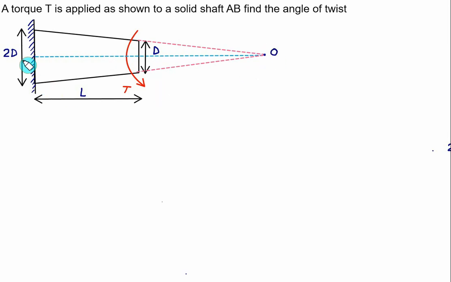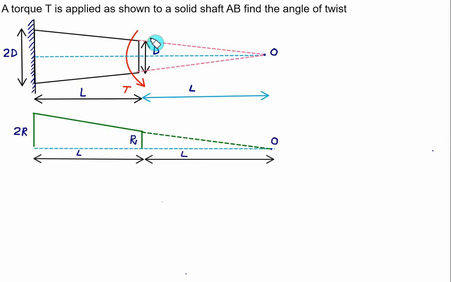Now since we have a reduction from 2D to D over a length L, the remaining length will also be equal to L, that is from D to 0. So in the first segment, of length L, the diameter changes from 2D to D, that is 2D minus D equal to D. In the next segment, of length L, the diameter goes from D to 0. So we'll set our axis system at point O. If I take the half section, then this radius will be equal to D by 2, which is R. So this radius will be equal to 2R.